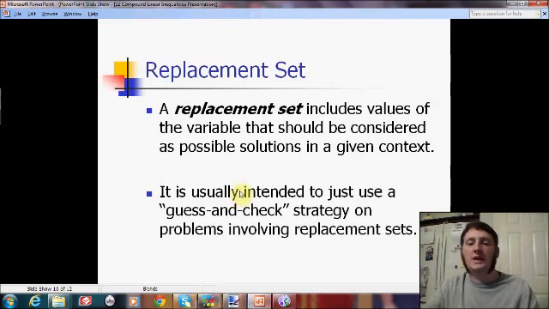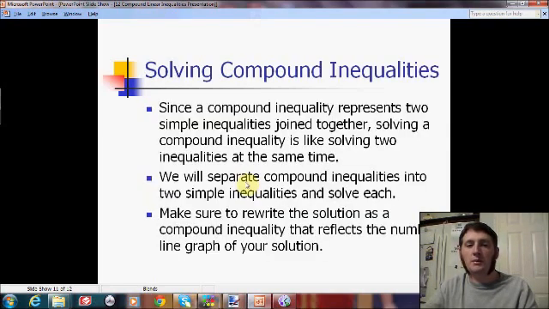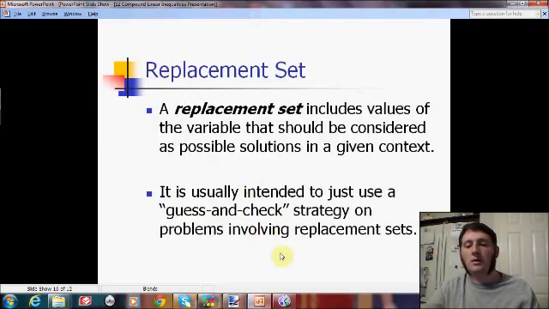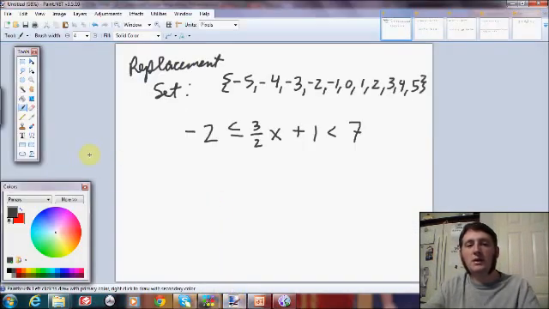Alright, a replacement set includes values of the variable that should be considered as possible solutions in a given context, and these are usually intended to be guess and check type problems. So here's our replacement set. We're just going to guess and check, get a feel for a problem. We'll start in the middle and work our way out. 0. Okay, so let's see. We're going to try these numbers. We're going to start with 0. We're going to try them for x right here.